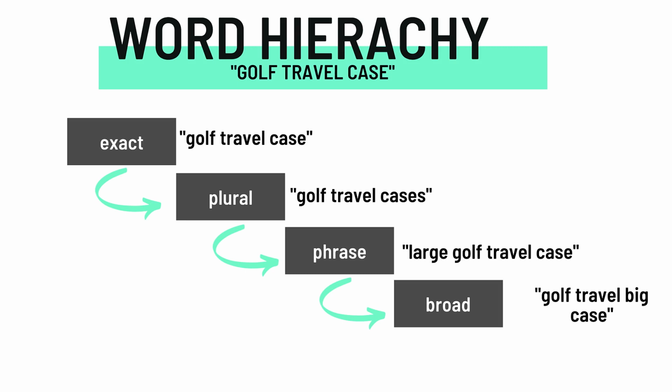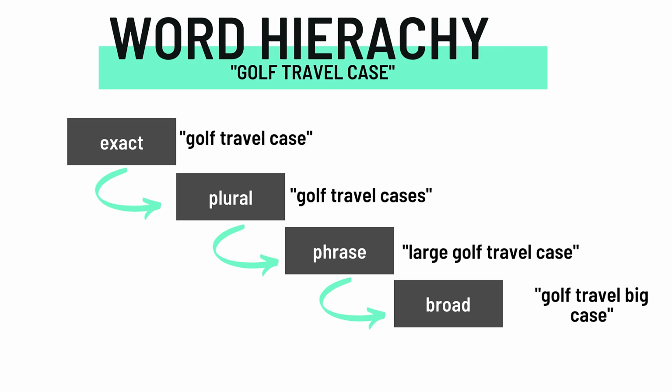The next is plural, which you could almost put in the same category as exact, but this is basically just an S on the end. So in Amazon's eyes, they look at both of these key terms as the exact same thing. So it's a very, very key point. So if you include golf travel cases in your listing, it's the exact same thing as it being golf travel case, singular. So you don't need to put both of those in because Amazon's going to view them as basically the same word. So that's really important.